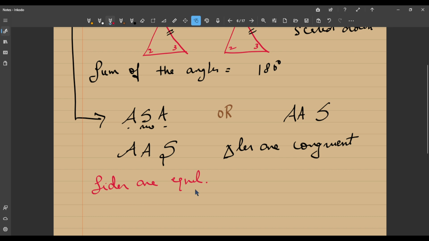Let's look at this in our next video and find whether, if three sides are given to be equal, the triangles are congruent.